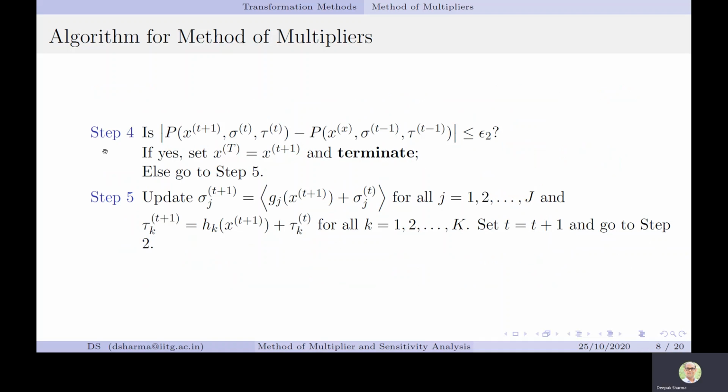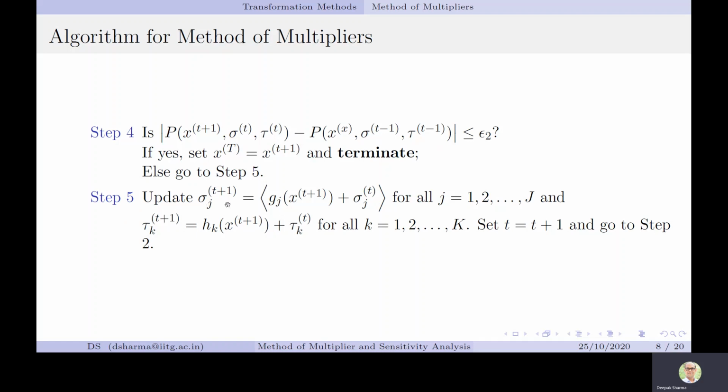Now in step 4, we generally check the termination condition. As you can see, we are having a penalty function method at xt plus 1, sigma t, tau t minus... So here this should be xt, not xx. So xt comma sigma t minus 1, tau t minus 1. And if the difference is smaller than epsilon 2, then we should terminate. So in that case, the final point is xt capital T. Otherwise, if it is not terminated, we go to step number 5.